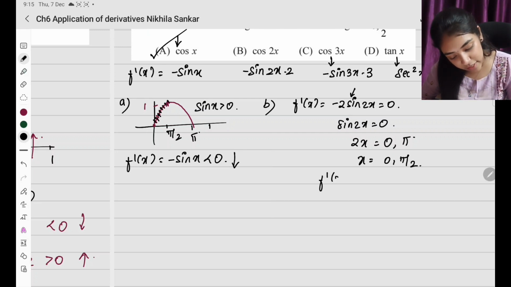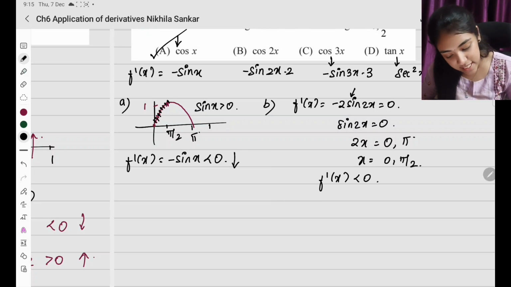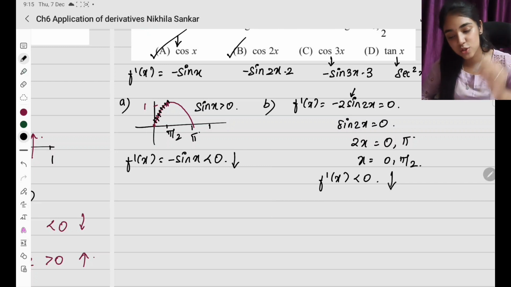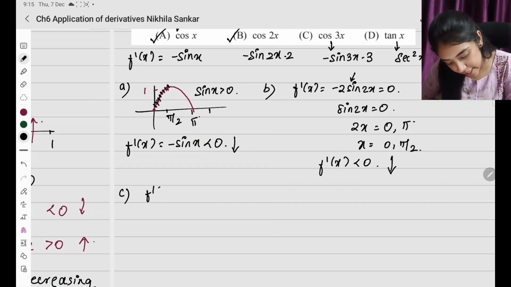So, I see that f dash of x is going to be less than 0 because it is minus 2 sin 2x, and hence this is also a decreasing function. So, cos 2x is also the right option. Subsection 3. So, I have f dash of x equals minus 3 sin 3x.